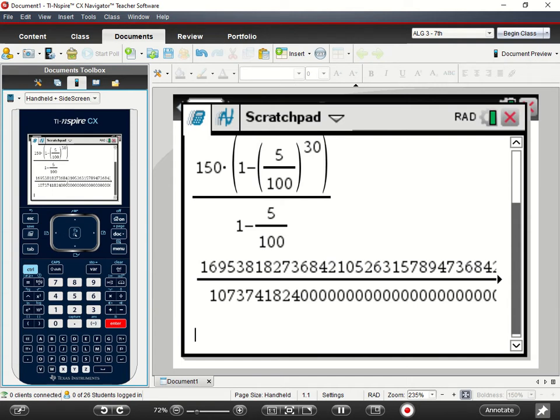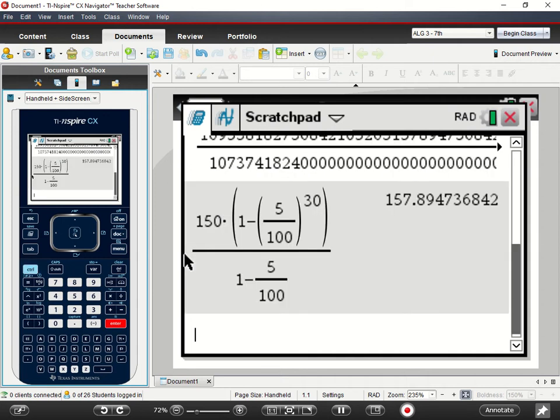And see this nasty thing right here? The calculator tries to give you a decimal or a fraction all the time. So all we have to do is press Control, Enter. So after the 30th day, it's going to be 157 point, let's say 895.